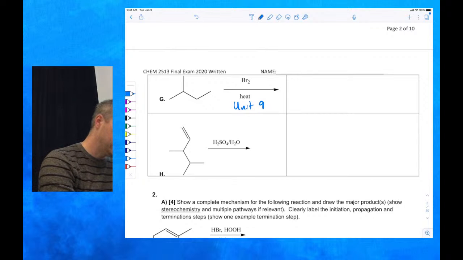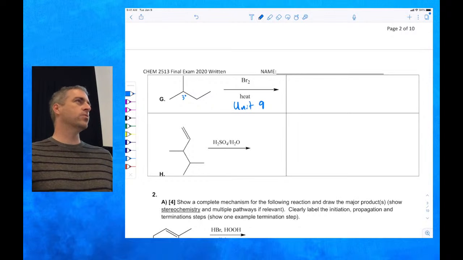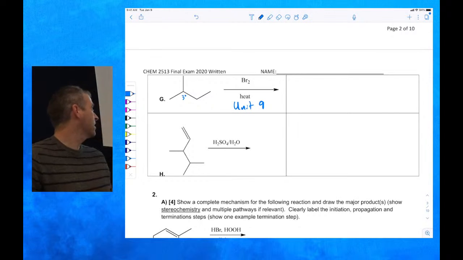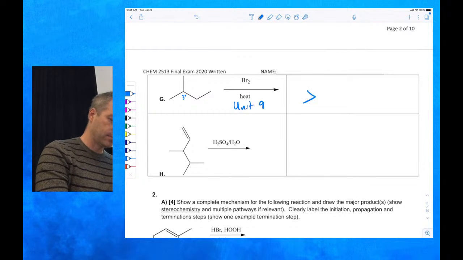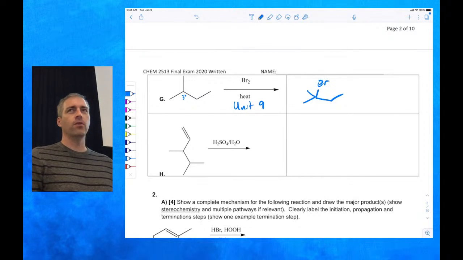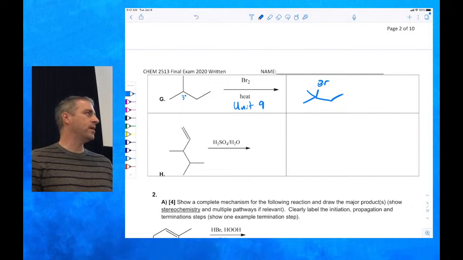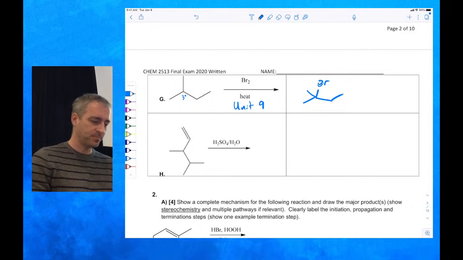So there is a tertiary carbon on here. And so what this reaction will do is replace that CH with Br. So you just get that. And I only want the organic product. The other thing it makes is HBr, but you don't have to write that in if you don't want. If you do want, you can write it in, but it doesn't matter.